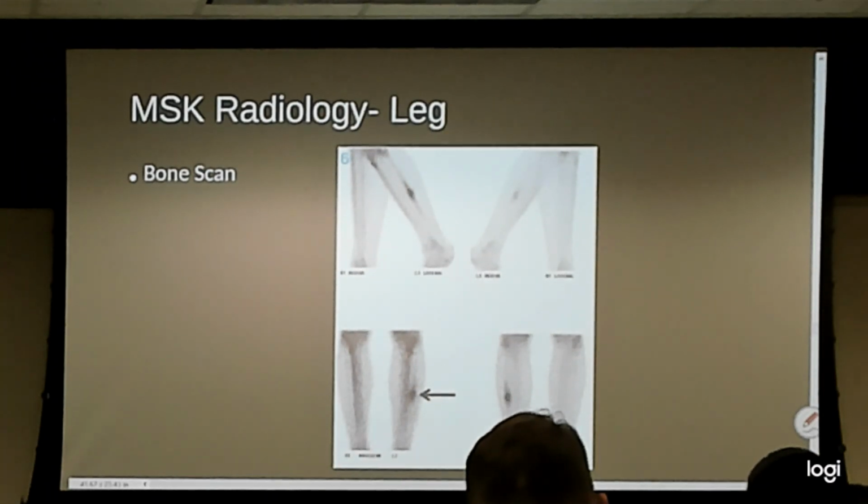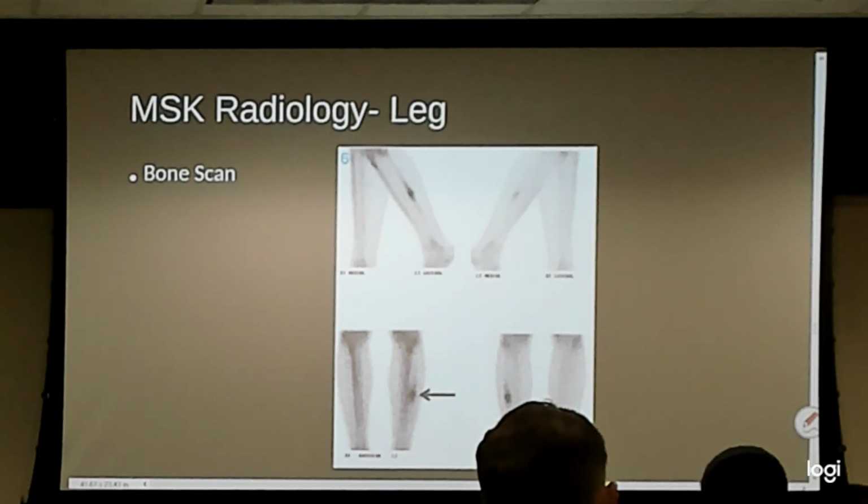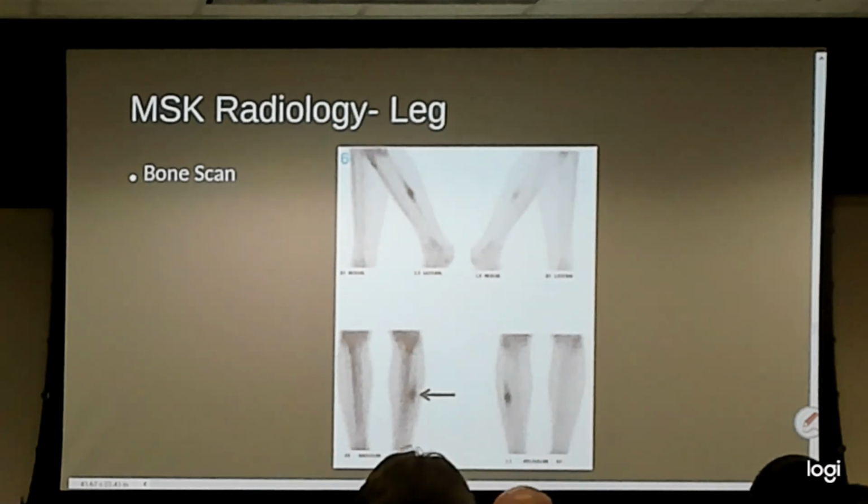In our occupation, you may end up seeing some of these types of studies. So nuclear medicine studies, this one is of the tibia. So this is that bone scan. Remember, very sensitive, very non-specific. I can tell you that there's something going on there, but I can't tell you what it is. So just because it is there does not mean I know what it is.